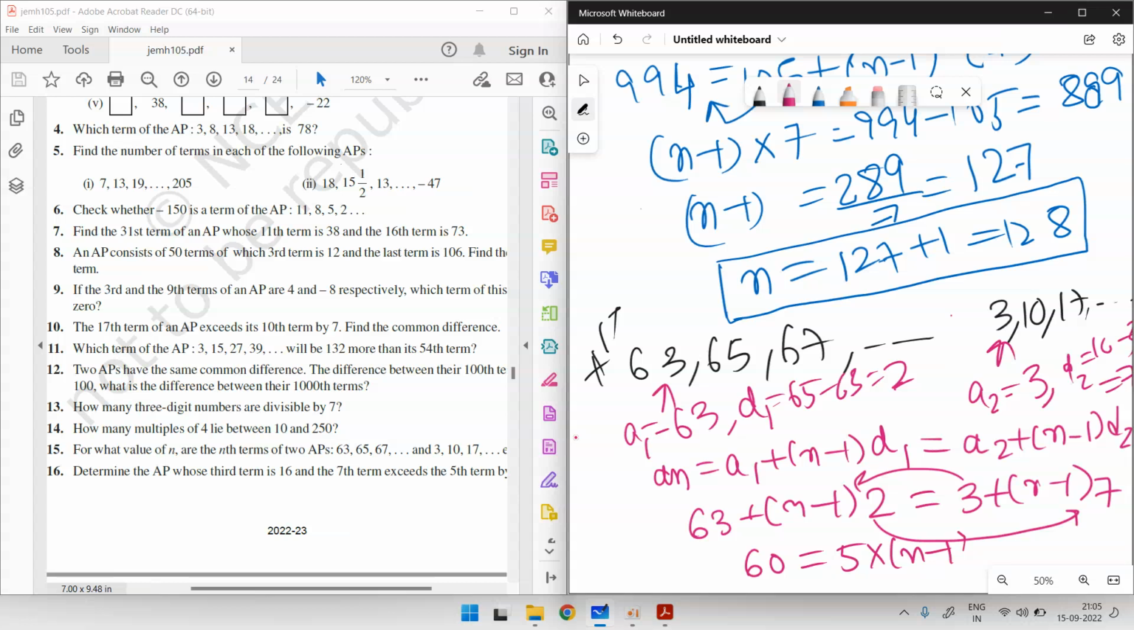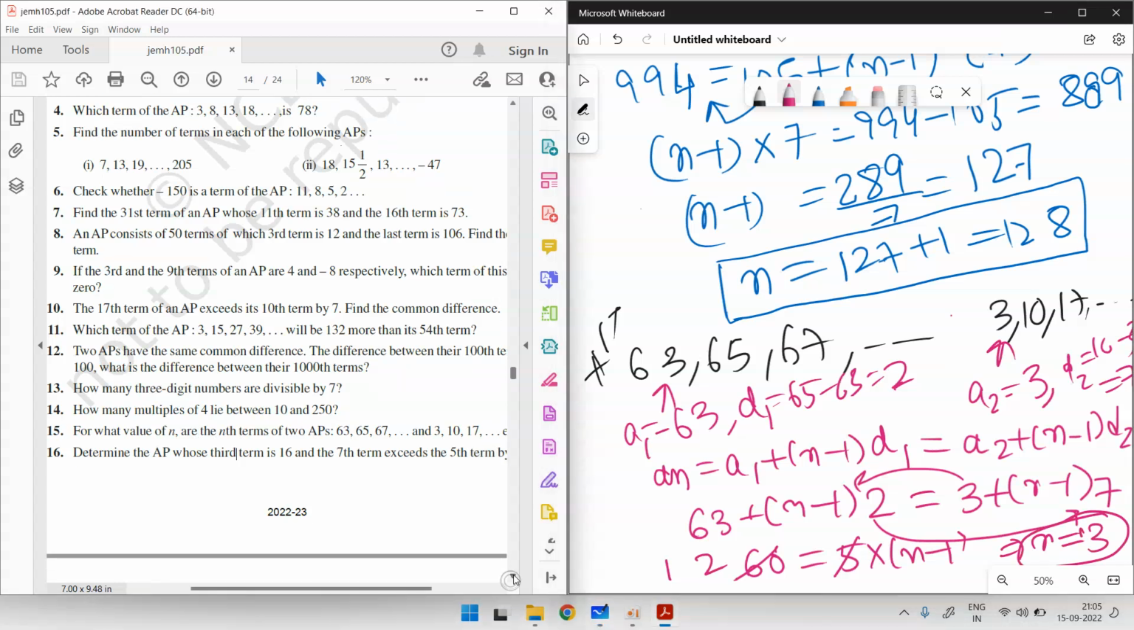And if I take this here, this will be minus (n minus 1) into 5. I will take this as 60. And if I divide by 5 into 5, 105 by 10, which implies that the value of n is equal to 13. So the 13th term of these two APs will be equal.